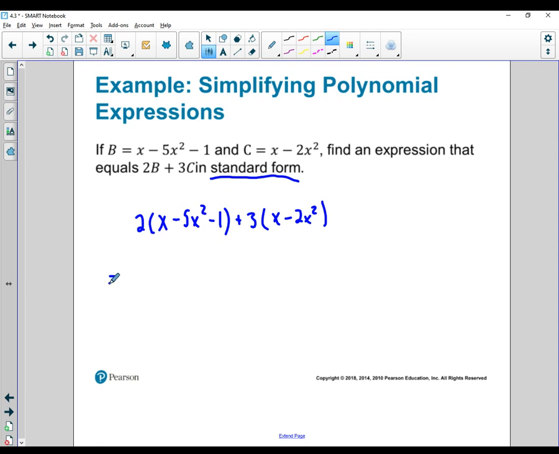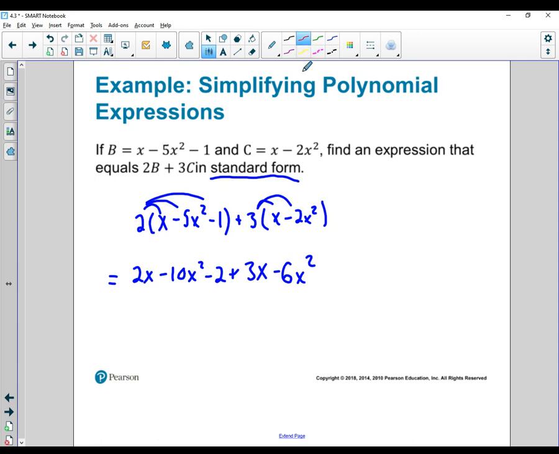And now I need to do some distribution, so I'm going to distribute this 2 into all of these. 2 times x is 2x. 2 times negative 5x squared is going to be negative 10x squared. 2 times negative 1 is going to be negative 2. Now I need to distribute this 3. 3 times x is 3x, and 3 times negative 2x squared is going to be negative 6x squared, right? 3 times negative 2 is negative 6, and then x squared.